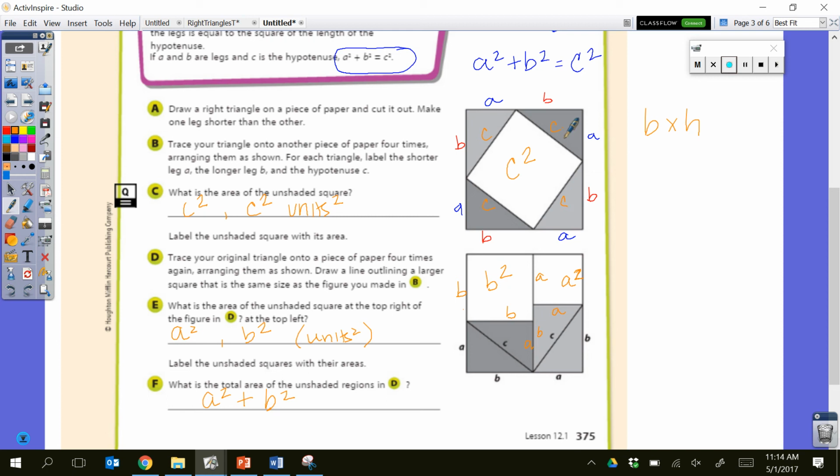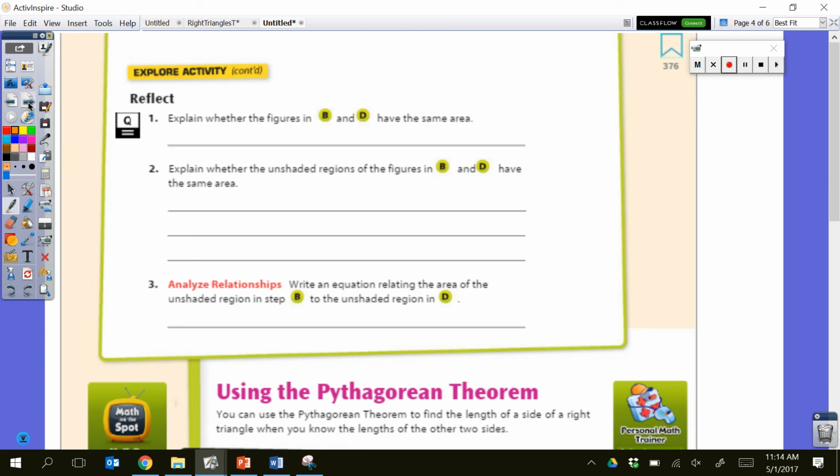So the area of the triangles hasn't changed, which means the area of the unshaded squares has not changed, because the outer dimensions are also the same, right? So we just rearranged our shapes within there, which means that the area has not changed. We haven't changed the shape, we just rearranged the figures inside. So yes, the outlines of the figures are the same size.